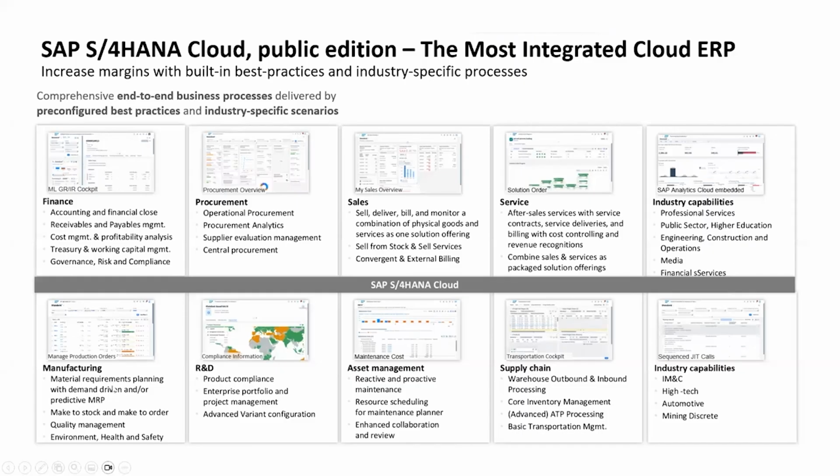If you also need manufacturing, research and development, asset management, and supply chain, then it's really for IM&C. I'm trying to remember here, industrial machining and industrial manufacturing and components. That's what it stands for. High tech, automotive, and discrete mining, right? So that gives you an idea of the industries that are specifically addressed in the software.